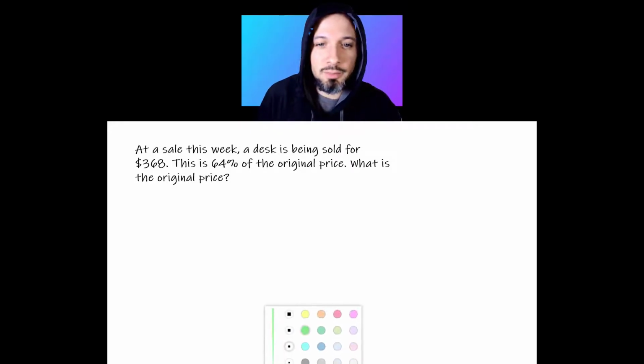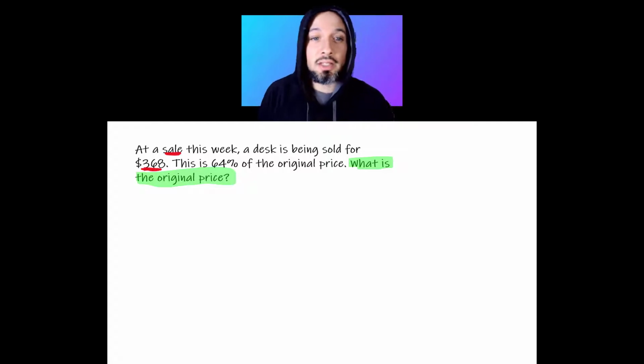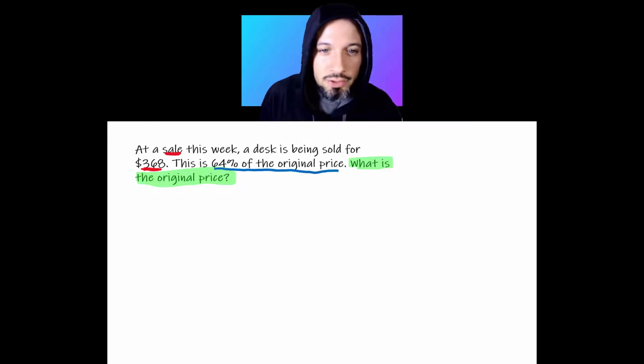So I'm just going to highlight some things here. We're trying to answer this question: what is the original price? I asked myself, what information do I think is important to answer that question? I know that they're selling the desk for $368, and that's the sale price this week. We are also told that this is 64% of the original price. Again, when they say "this," they're talking about the 368.